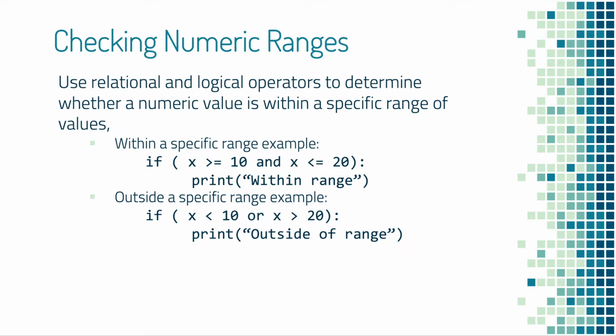If instead we want to be outside of a specific range, we can say if x is less than 10 or x is greater than 20, then we're outside of range. So remember, if we're checking for being within a specific range, we use and. If we want to check being outside of a specific range, we use or. So use and for in and or for outside. Okay?